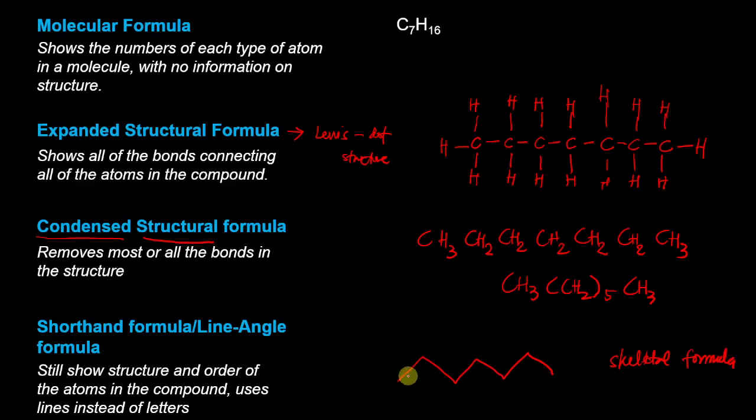In this case, each end of the line is a carbon. We have 1, 2, 3, 4, 5, 6, 7, and of course these carbons are bonded to hydrogens. Here the hydrogens are implied. They are not shown, but they are implied. It's obvious that for this carbon, since there is only one bond over here, it's bonded to three more hydrogens, because again, carbon can form up to 4 bonds. So this is the line angle formula or the skeletal formula for this compound.